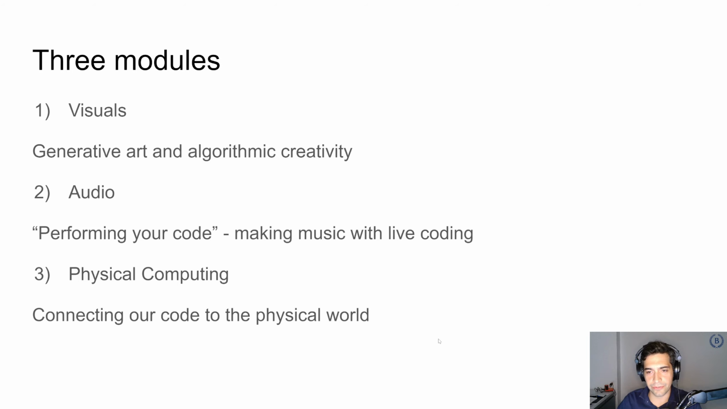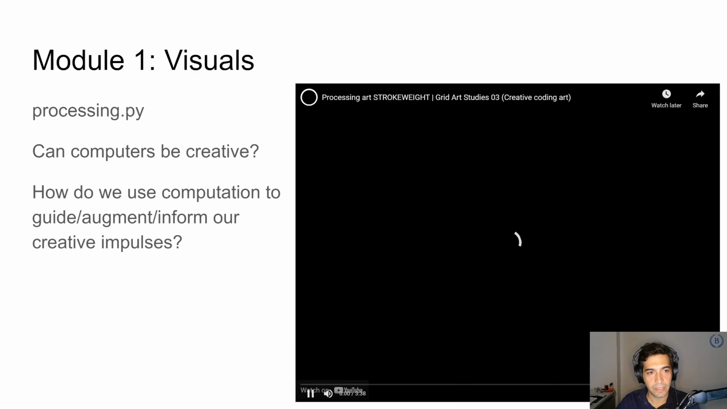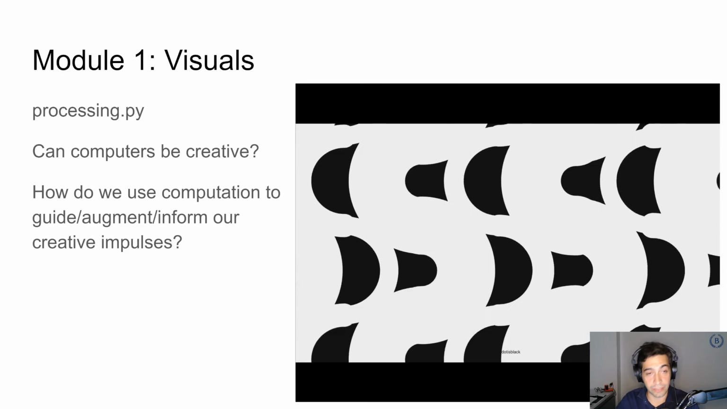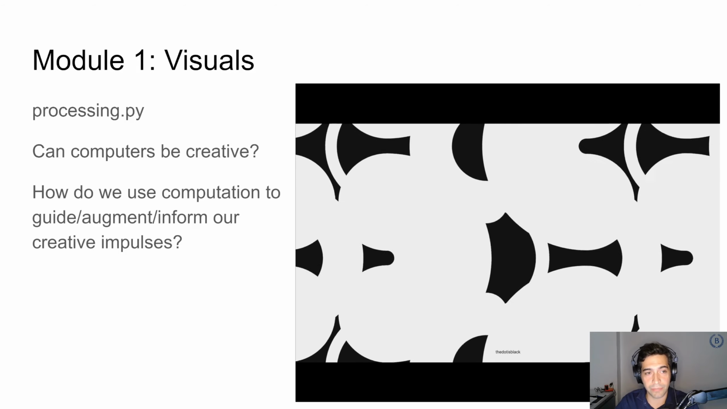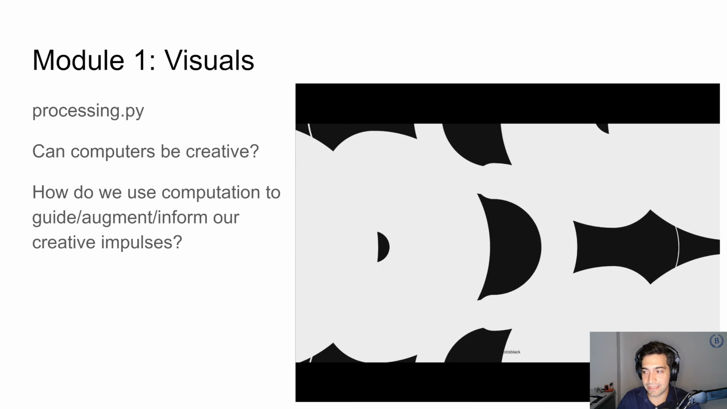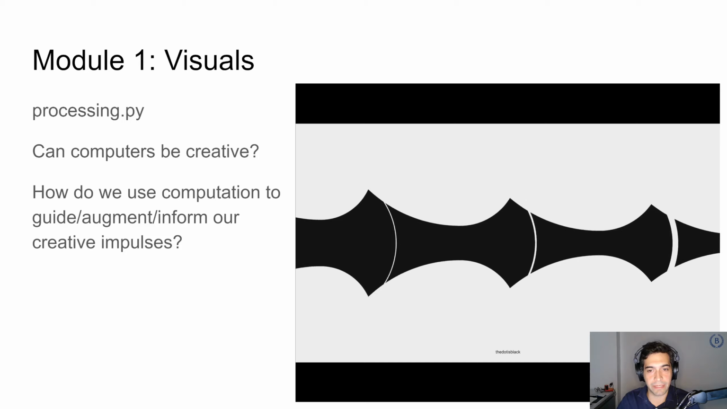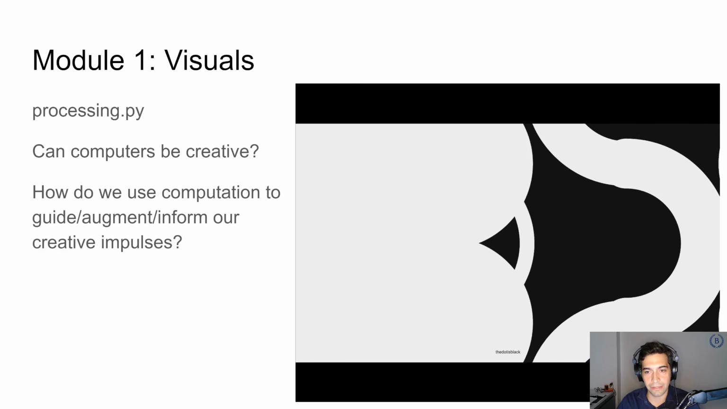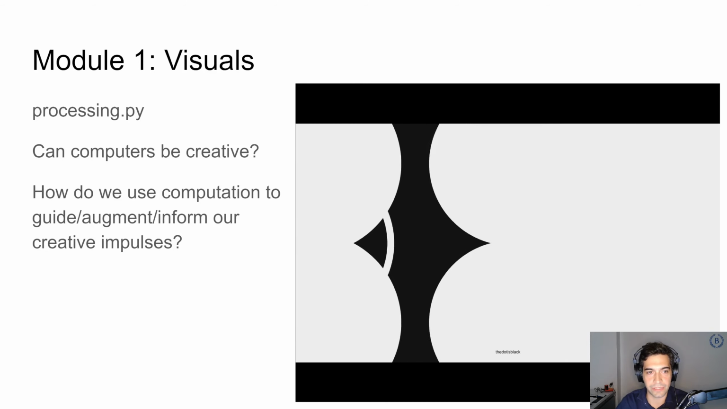So let's go through each of these modules briefly, just to give you a sense of what's to come. So first we have our visuals, and we're going to be using processing.py. And this is a language that's very similar to Python. There's just a few extra features included that will make it easier for us to create visuals such as this.